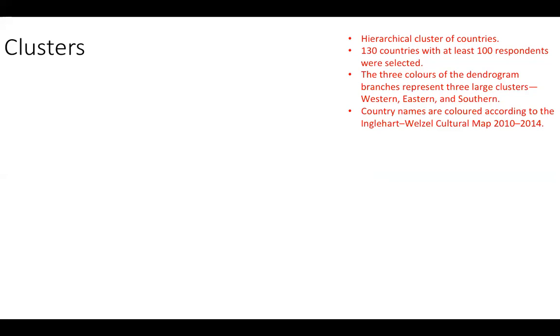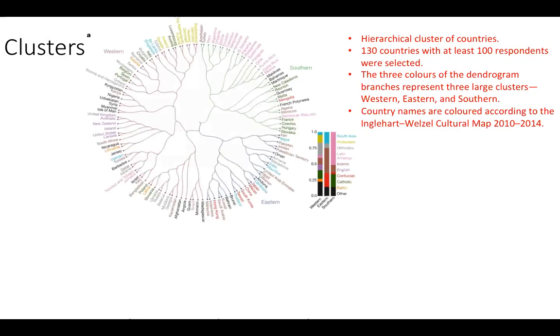To have at least some minimum meaningful statistics, they constructed a nice dendrogram, and the branches of the dendrogram are clustered into three large clusters, as we will see soon: Western, Eastern, and Southern. Country names are colored according to some standard cultural map. So this is the very nice dendrogram that they illustrate. There is a southern region and an eastern region. The southern region is marked in green, the eastern region is marked in light blue, and the western region is marked in purple. Then there are other colors. These colors indicate different types of religious bearings, etc.